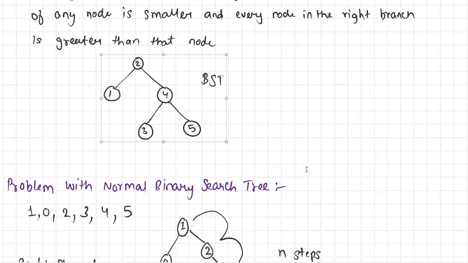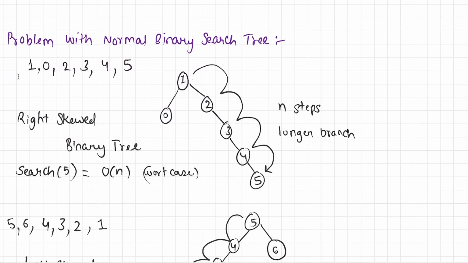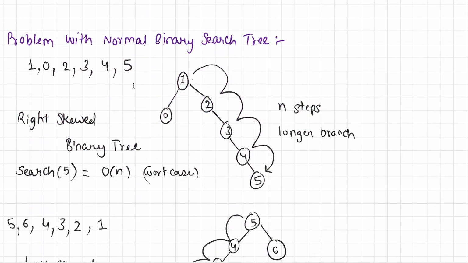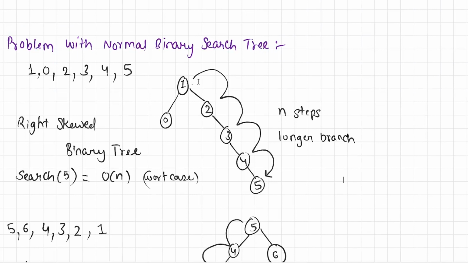But guys, there is one major problem in binary search tree, and that is, let's say if I give you numbers like 1, 0, 2, 3, 4, 5, and if I tell you that follow these two properties and construct the binary tree. So if you construct the binary tree out of these elements, you will end up getting a right skewed tree. And what is right skewed tree? The tree in which the right branch is longer and the left branch is smaller. And that type of tree is called right skewed binary search tree.